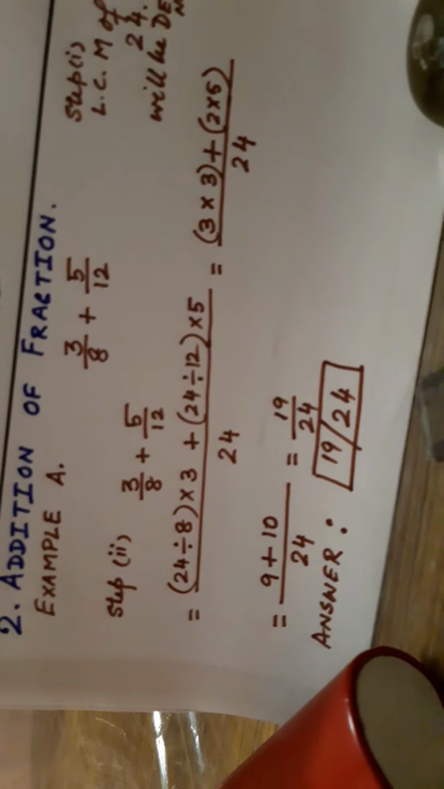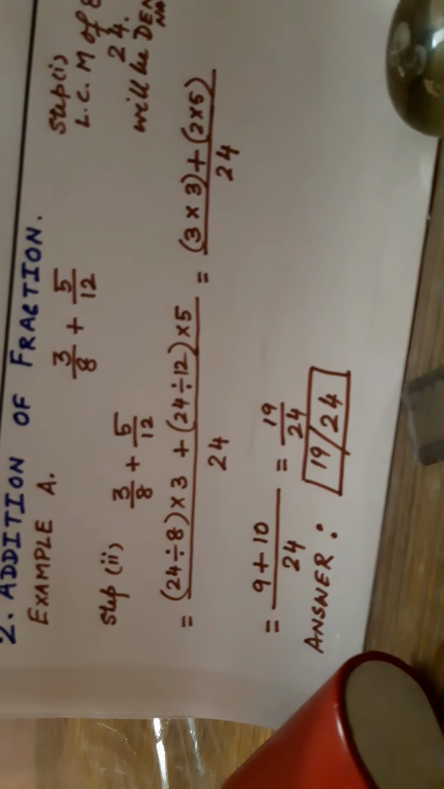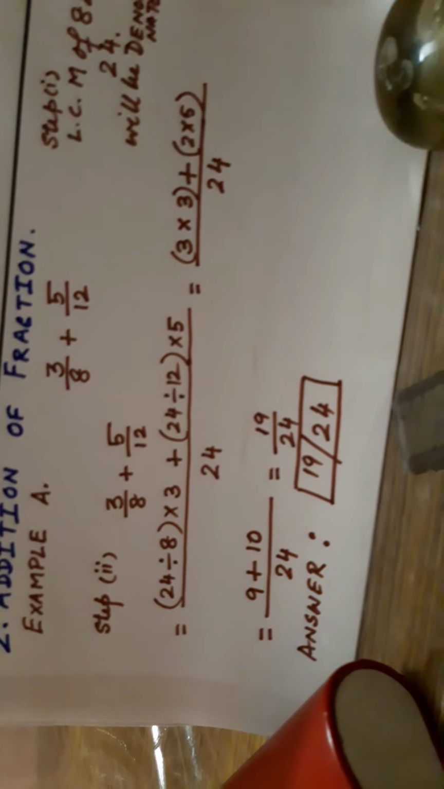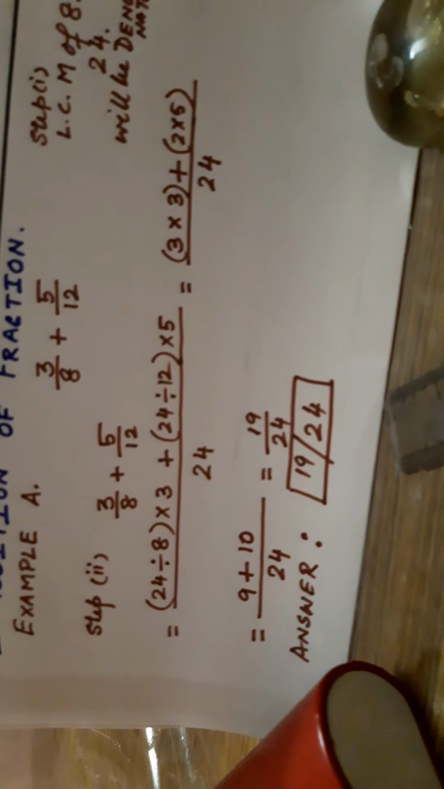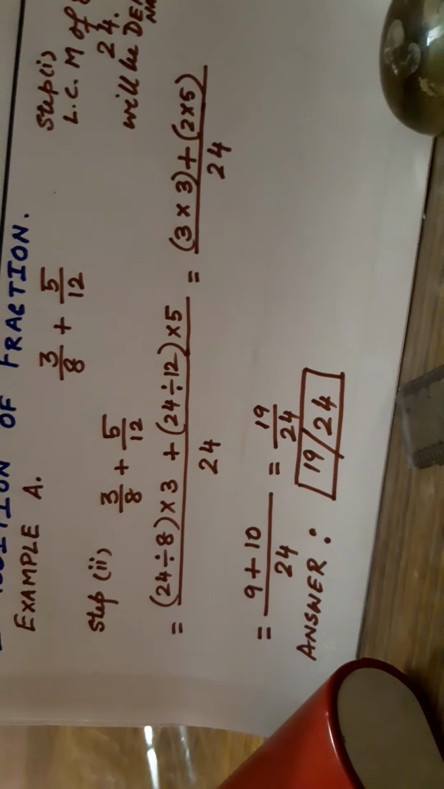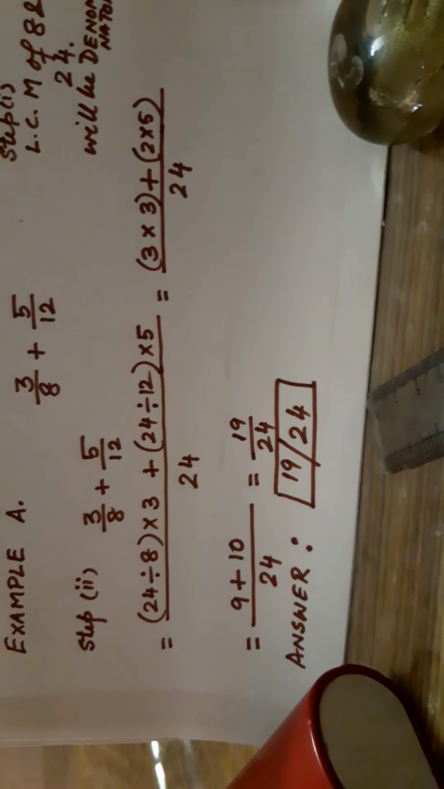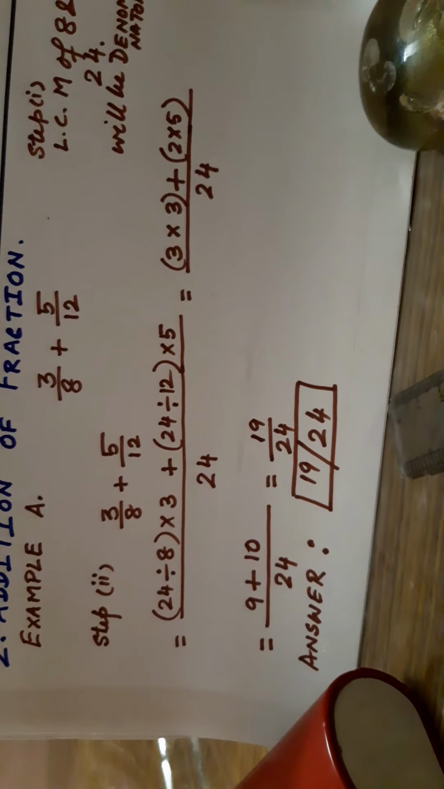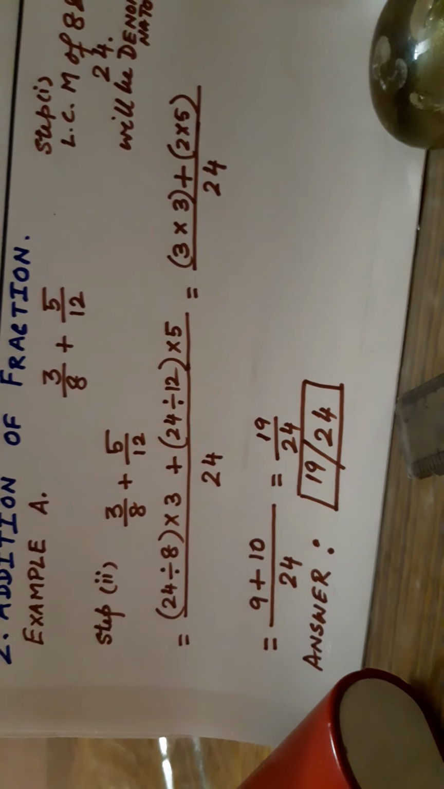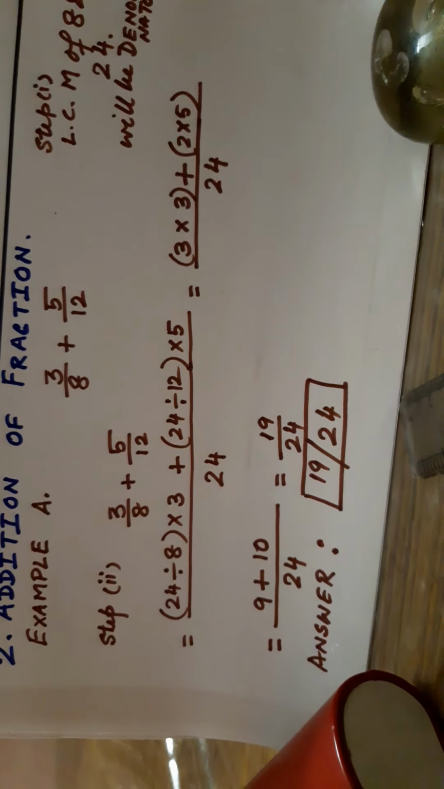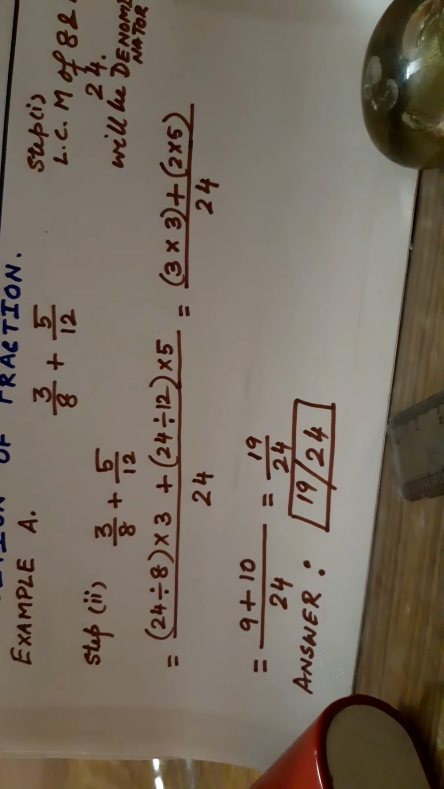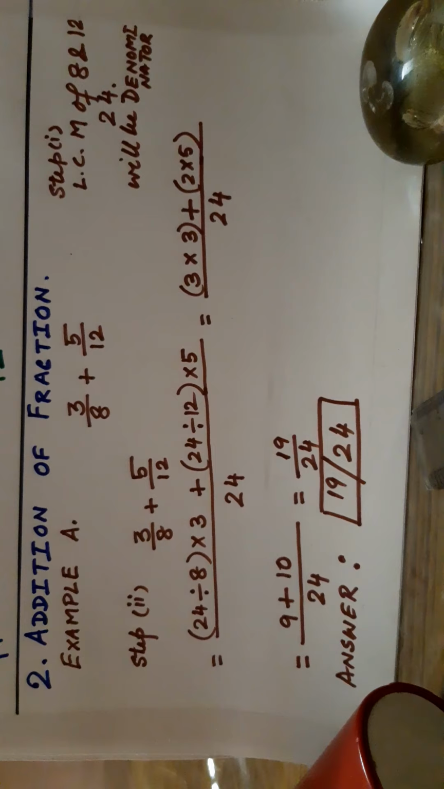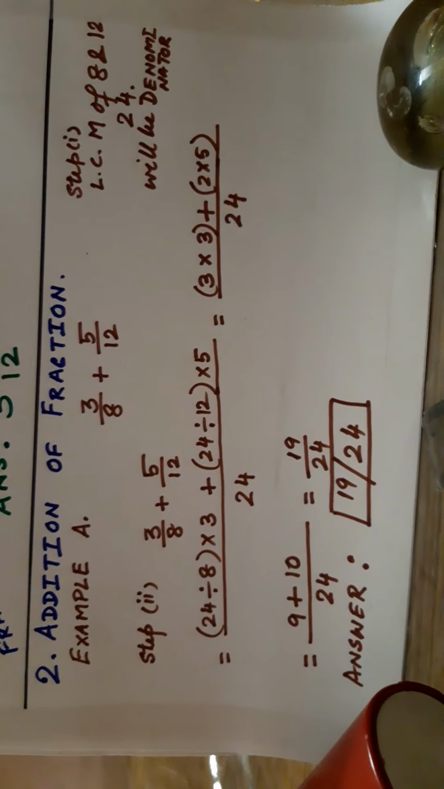Then 24 you have to divide by 8. Then you have to multiply by the numerator. Okay. 24 you have to divide by 8. That is, the LCM should be divided by the denominator, then the result will be multiplied by the numerator. Second one, the same thing. LCM will be divided by the denominator, then that result you have to multiply by the numerator.